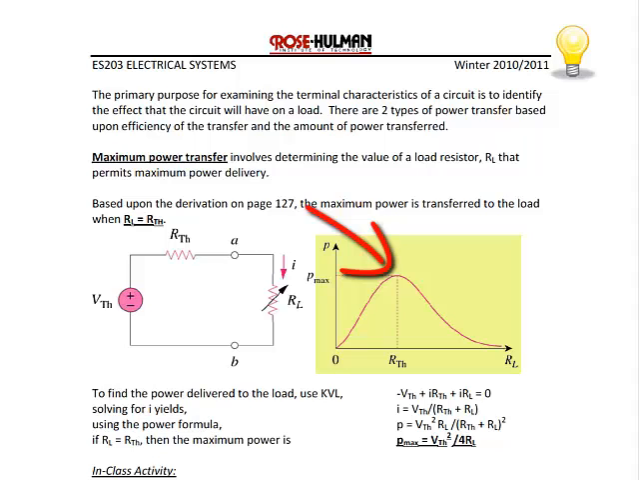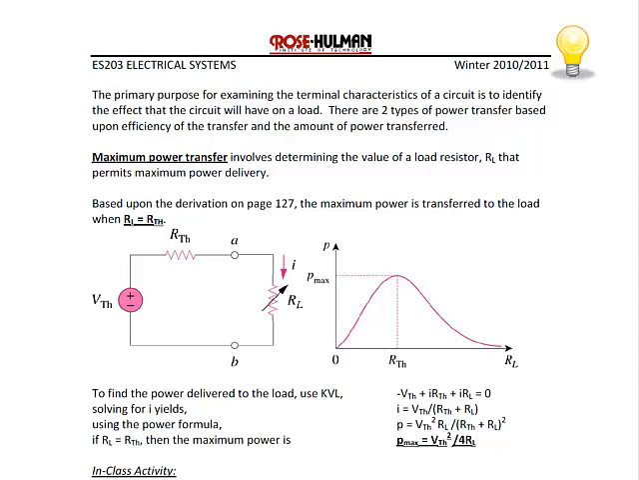One of the questions you're always asked on exam is, what's the value of the load resistor that guarantees maximum power delivery? The answer to that question is always when RL equals R Thevenin. Once you replace RL with a value of R Thevenin, you calculate the power delivered. You can go through and do KVL or KCL or the voltage divider in order to find the voltage across the load and the current through the load and multiply those two together.